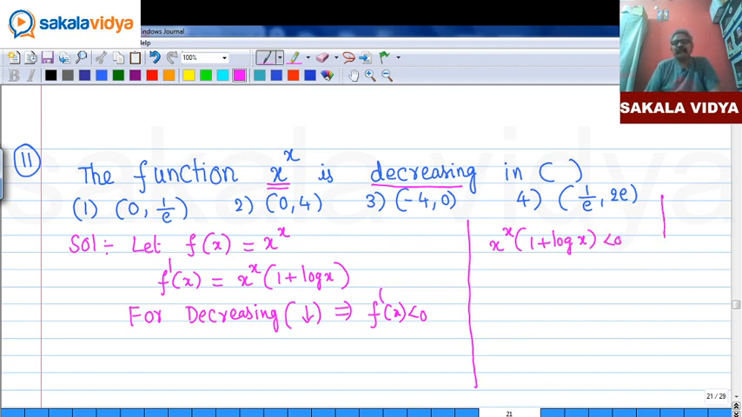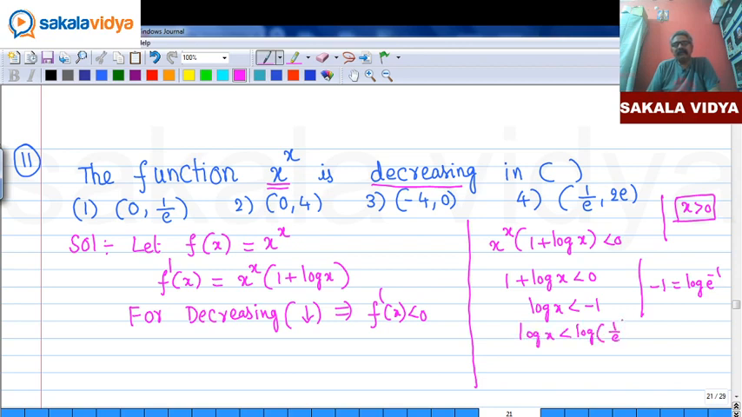But one more thing you remember, the x to the power of x is valid when x is greater than 0 only. This condition, domain you need to remember. X to the power of x is never 0. So, 1 plus log x is less than 0. Log x is less than minus 1. This minus 1 equals log e power minus 1, or minus 1 into log e is minus 1 only. So, this we can write log x is less than log of 1 by e. So, that means x is less than 1 by e.